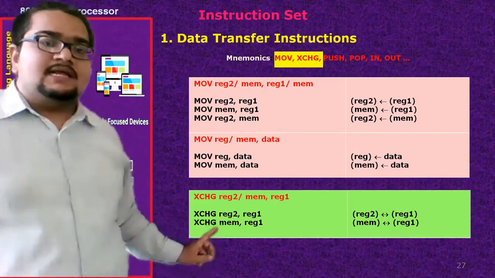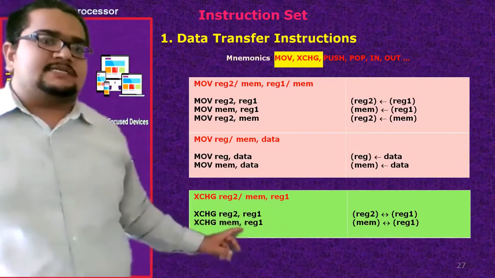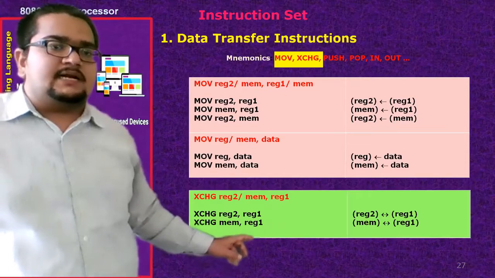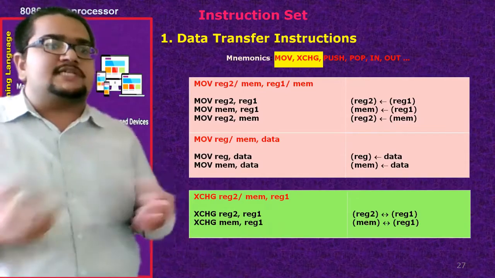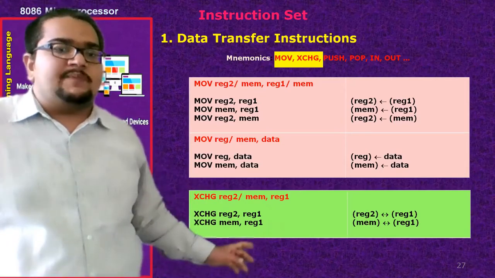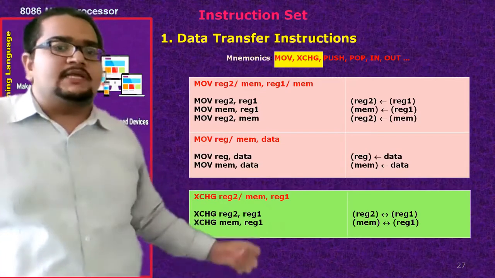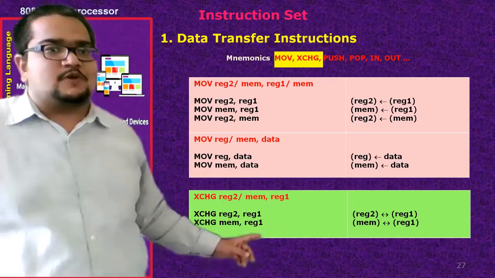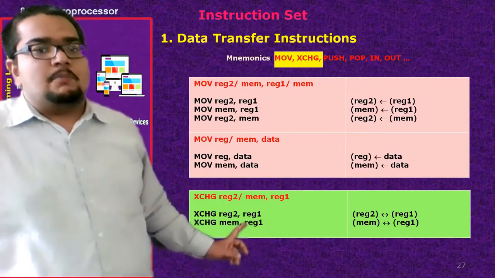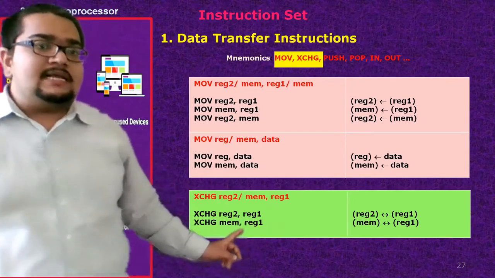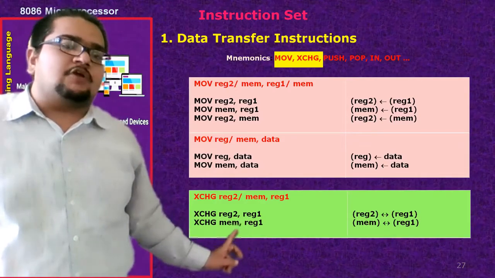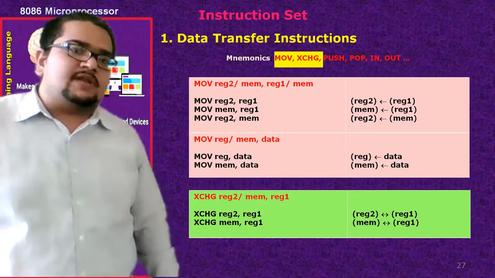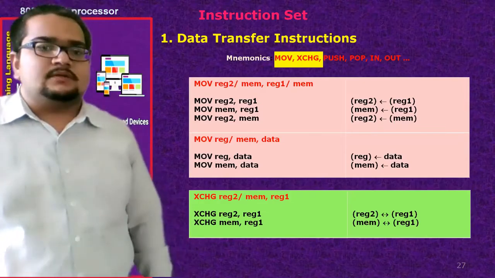Hope we can understand. Even immediate addressing is not supported here. Obviously, when exchange is there, two locations have to exchange their content. So immediate data is not a location, it is data only. That's why immediate addressing is also not supported here. And mandatorily one of those locations should be a register. Both cannot be memory. Exchanging between memory and memory is not allowed.